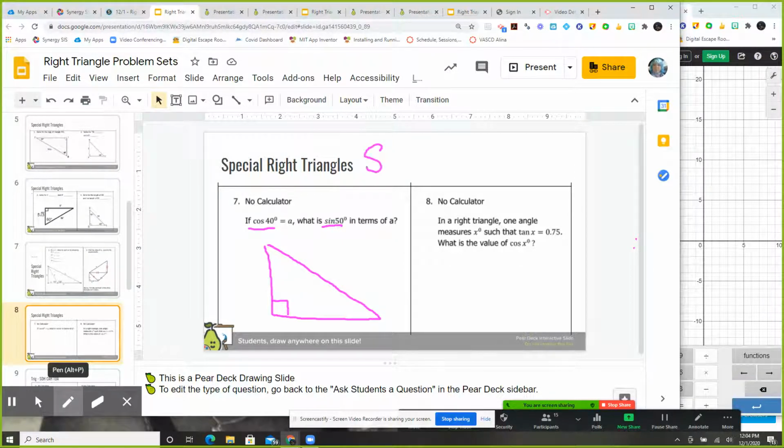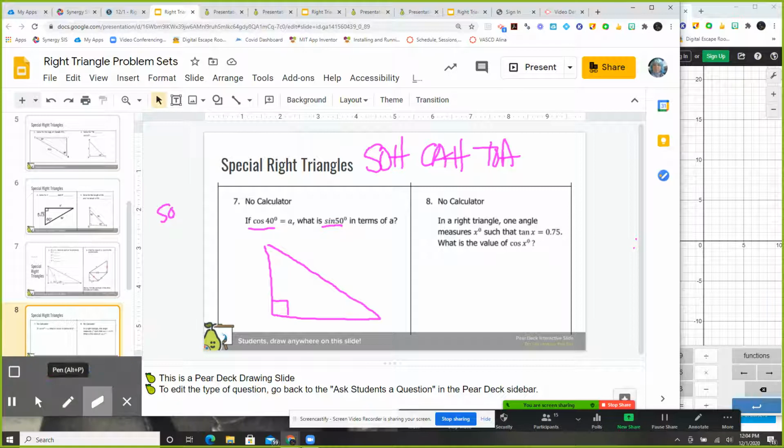So if we remember, SOH CAH TOA, right? Cosine is cosine.